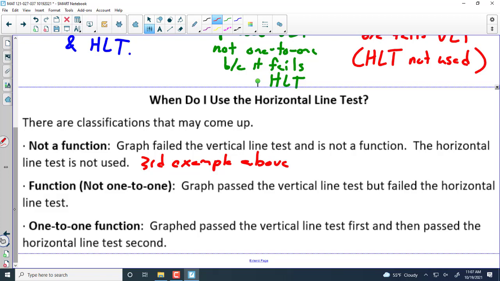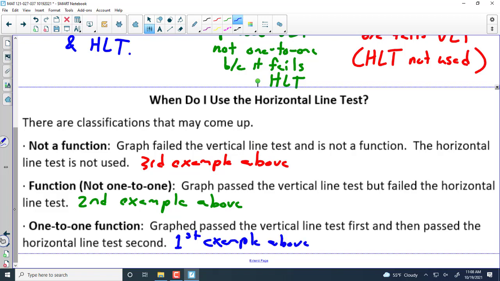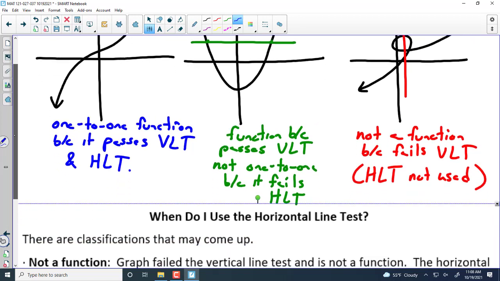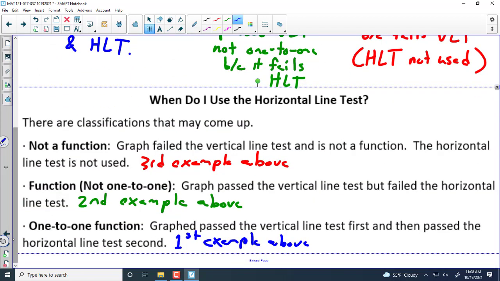A function, but not one-to-one: the graph passed the vertical line test, but failed the horizontal line test. That was our second example. The original was a function, but then the inverse would not be. A one-to-one function: the graph passed the vertical line test first, and then passed the horizontal line test second. And that was the first example above. So those are the situations where you use the vertical line test and the horizontal line test.